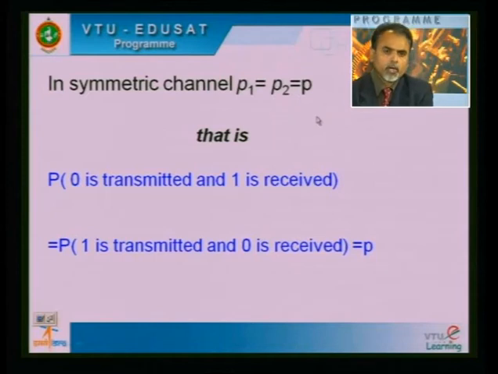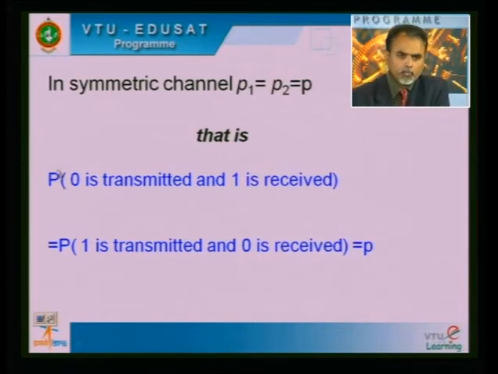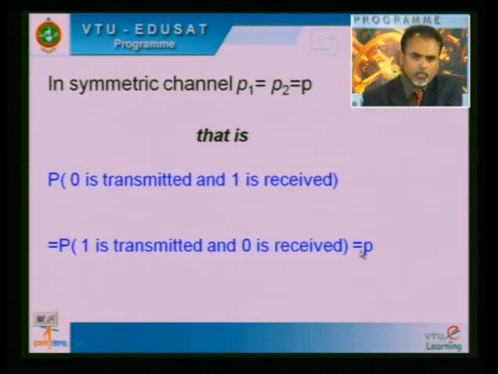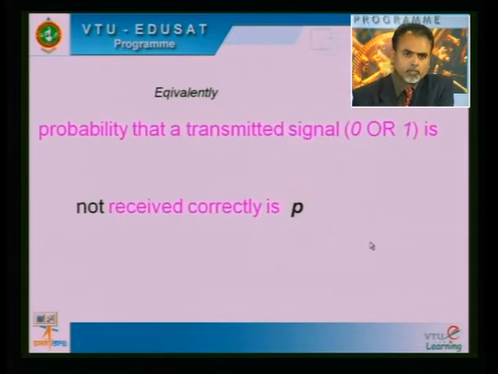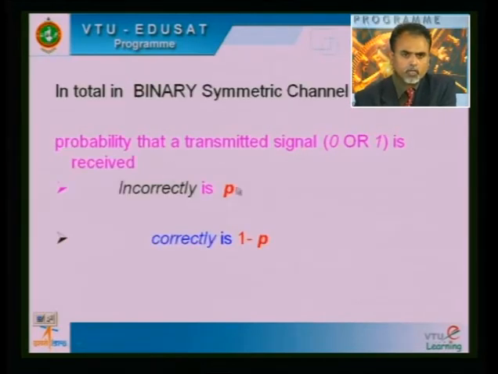Since we are going to use binary numbers 0 and 1, this is also known, more specifically, as a binary symmetric channel, P1 equal to P2 equal to p. Here, the probability p means the probability that 0 is transmitted and 1 is received, or the reverse, 1 is transmitted and 0 is received, is a small p. In total, incorrect transmission is small p. So, correct transmission will be 1 minus p. That is, the probability that a transmitted signal is not received correctly, received incorrectly, is p.